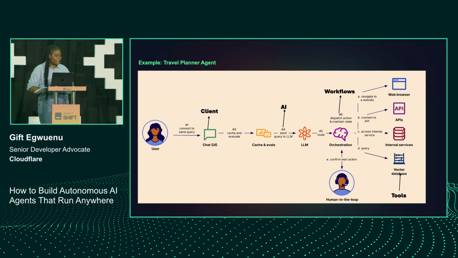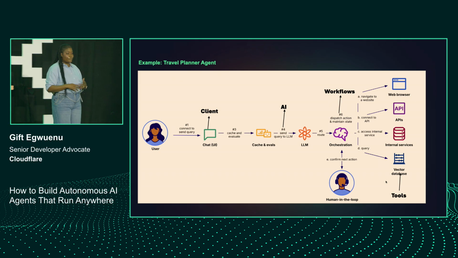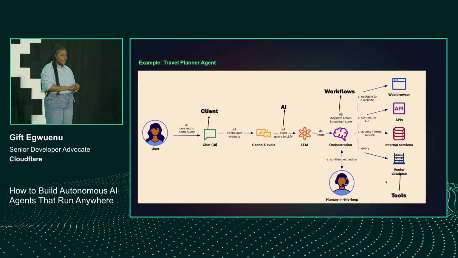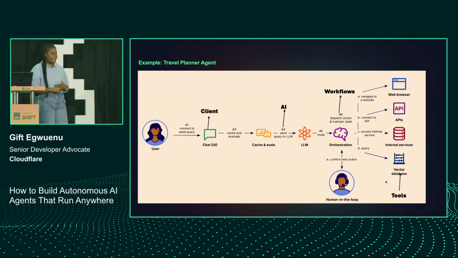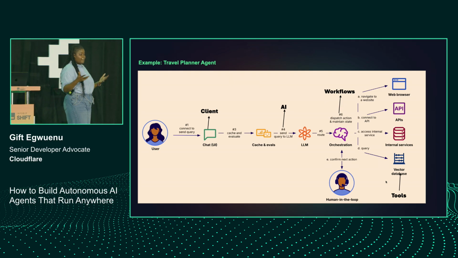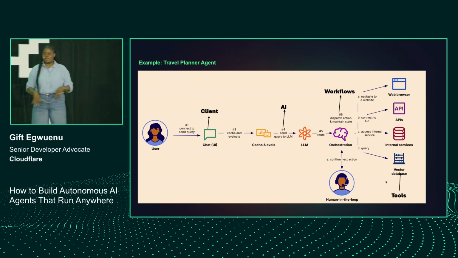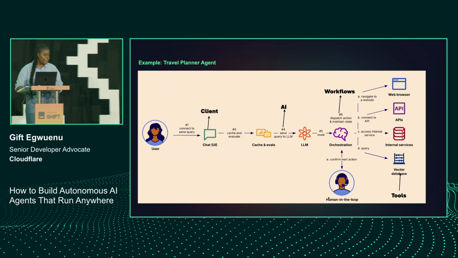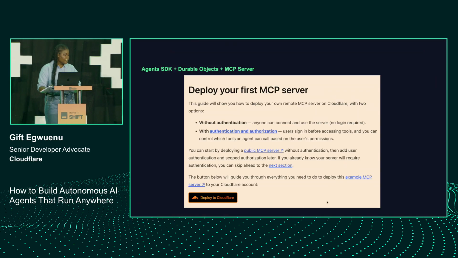And then finally, we have the tools. Your tools can actually be anything. In my case, I only have an API connected here, but for example, you can add a browser using browser rendering. You can add internal services, for example, D1. You can add a vector database. Whatever tool you want to add here, it's possible. So that's the architecture for the travel planner agent that I've built out.